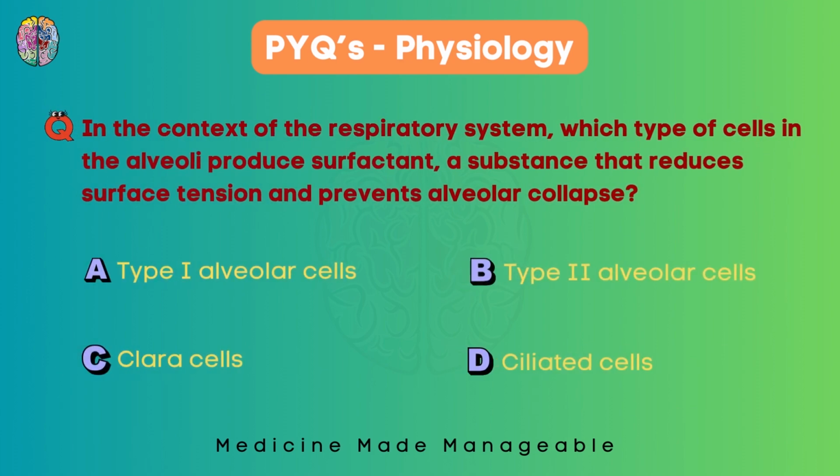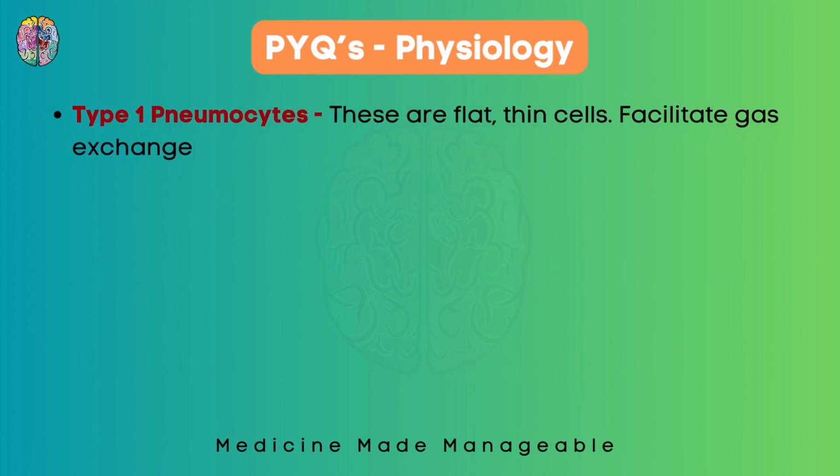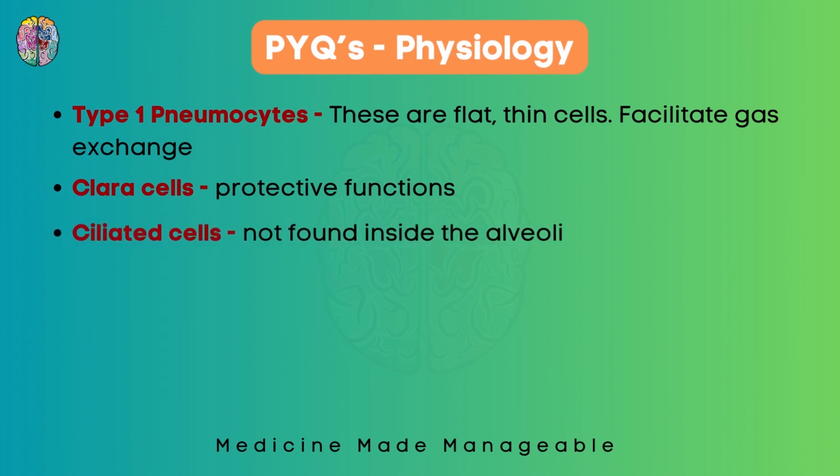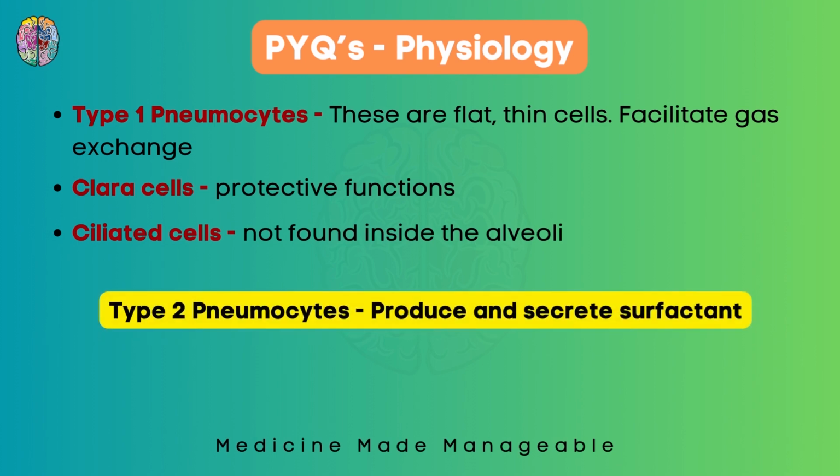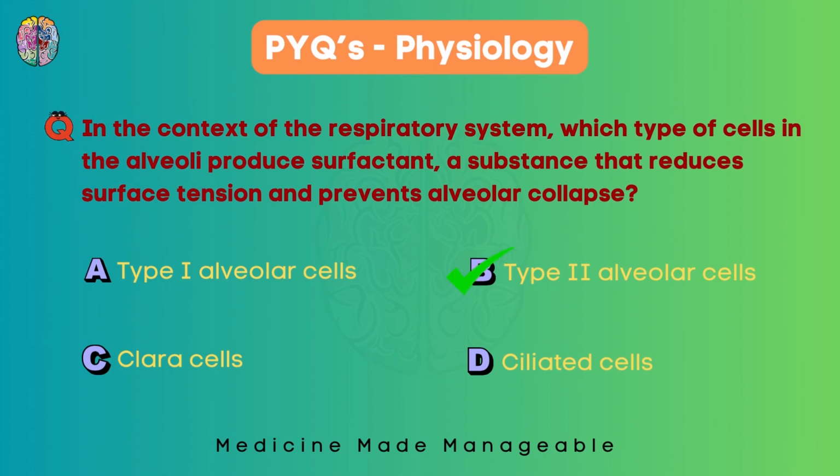In the context of the respiratory system, which type of cells in the alveoli produce surfactant, a substance that reduces surface tension and prevents alveolar collapse? Is it type 1 alveolar cells, type 2 cells, Clara cells, or ciliated cells? Let's see the function of each of these one by one. Type 1 pneumocytes are the thin flat cells which facilitate gas exchange. They do not produce surfactant. Clara cells have protective functions and the ciliated cells are not found in the alveoli. These are found in the respiratory pathway. But type 2 pneumocytes, yes, these produce the surfactant. Coming back to our question, our correct option is option B.